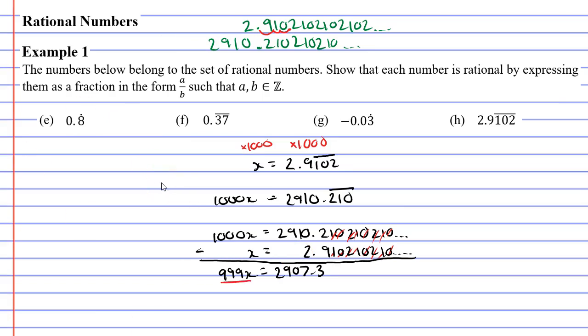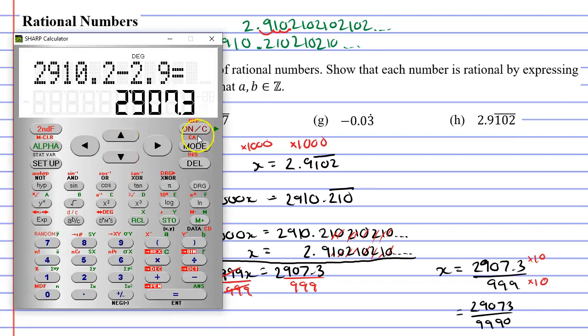Alright, now we need to divide both terms by 999. This will cancel the 999, giving me x equals 2907.3 over 999, remembering that you're not allowed a decimal. And I can fix that really easily. I just times both the numerator and denominator by 10. And I now have 29,073 over 9,990. And I can double check that here.